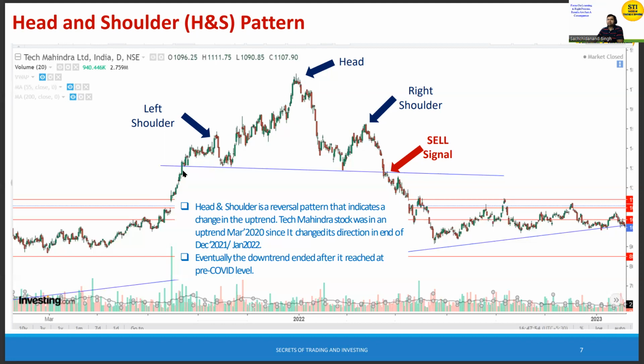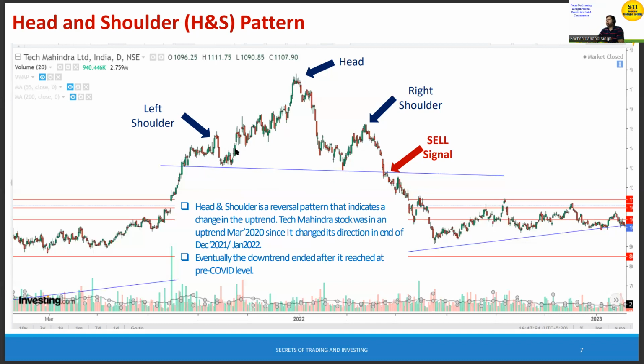These formations will not happen every day. It takes time depending on the stock. For one stock, you will see that pattern maybe once in a year or a couple of years. But the main thing is that there will be this kind of formation with one head in between, a left shoulder, a right shoulder, and a neckline. Whenever we say neckline, we mean the bottom of the left shoulder and the bottom of the right shoulder. If we combine them, that is called a neckline.